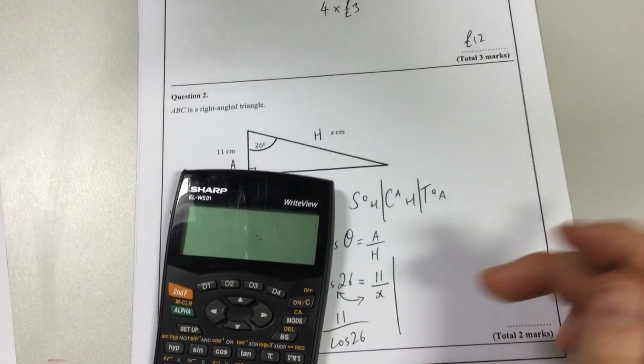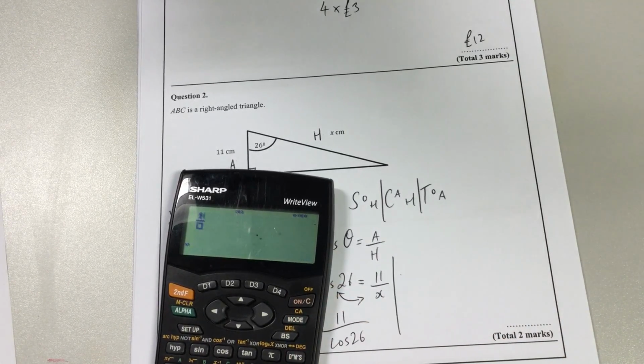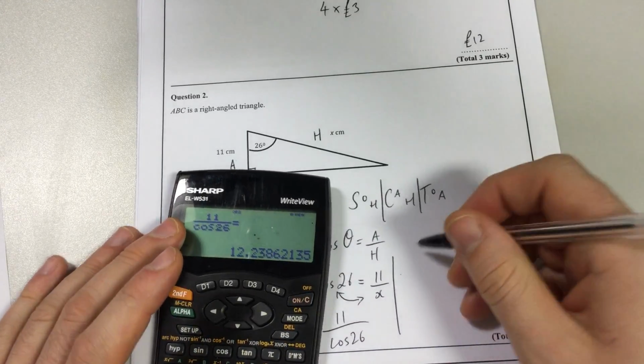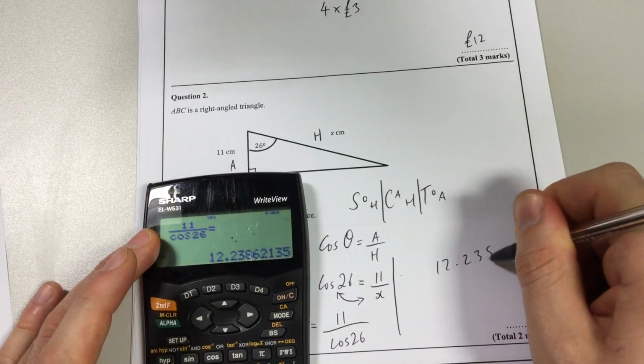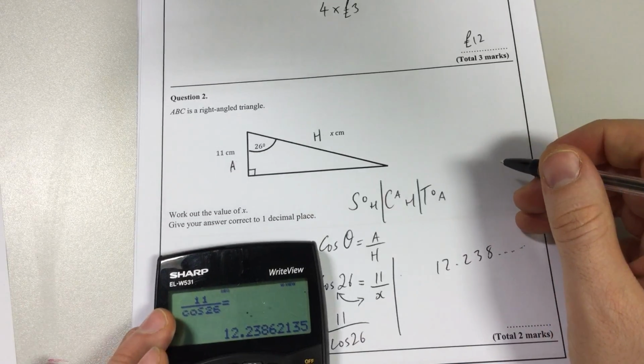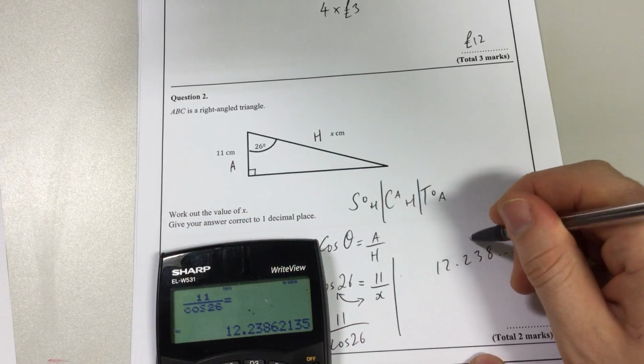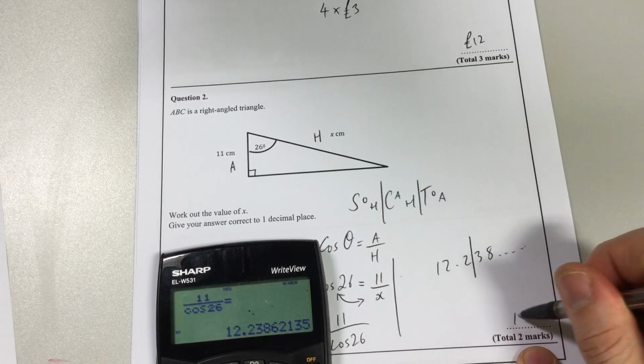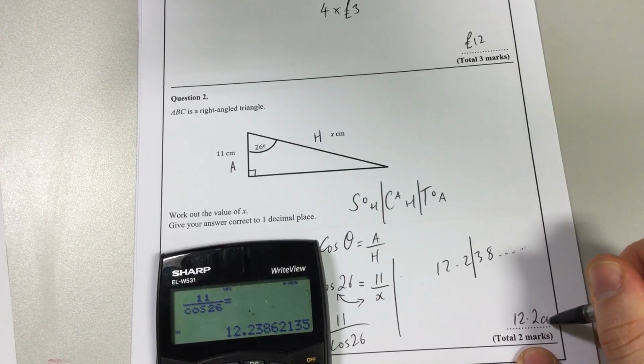I'm going to type in the calculator like that. So that gives me 12.238 blah blah blah. Read the question, give your answer correct to 1 decimal place, which is there. So it's either 12.2 or 12.3. This one is 12.2 centimetres.